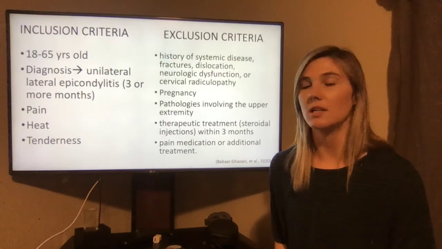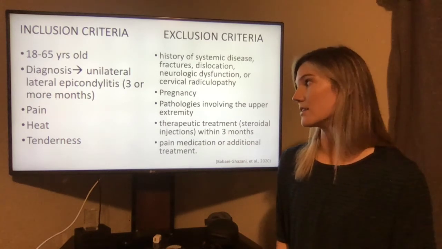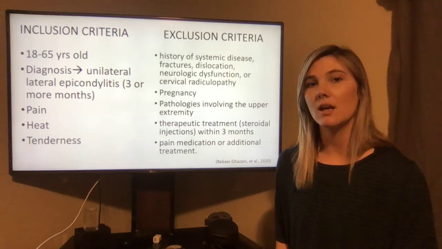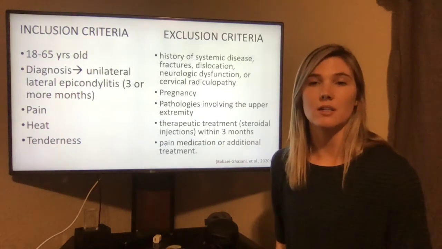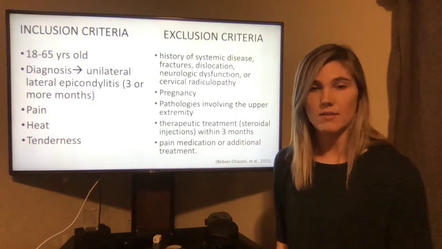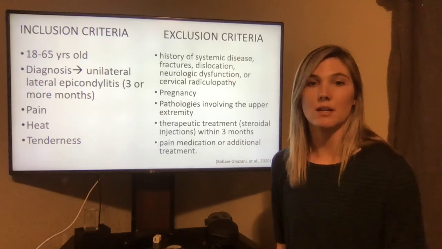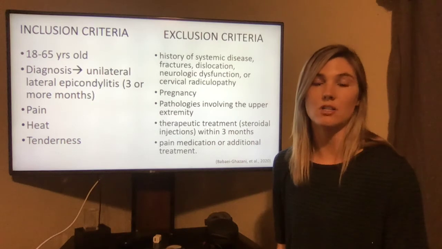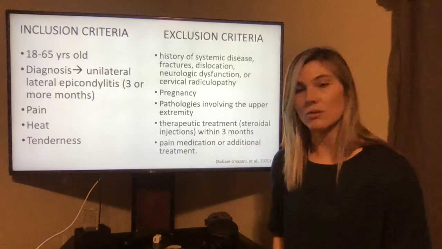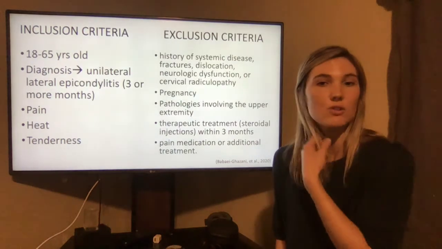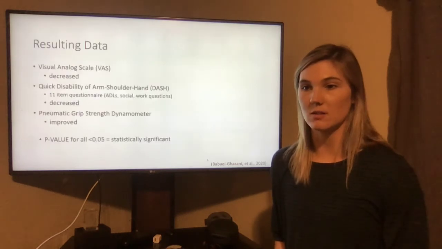So the inclusion criteria to be in the study, they had to be 18 to 65 years old. They had to be diagnosed with unilateral lateral epicondylitis accompanied by pain, heat, and tenderness. They also had to not have any of these things. So they were excluded if they had a history of systemic diseases like RA, if they had fractures, dislocation, neurological deficits, or nerve root pain, if they were pregnant, if they had pathologies involving their upper extremity, if they had therapeutic treatments, including steroidal injections within the last 3 months before the treatment, and if they were receiving pain medication or additional treatment during the study, that would also exclude them.